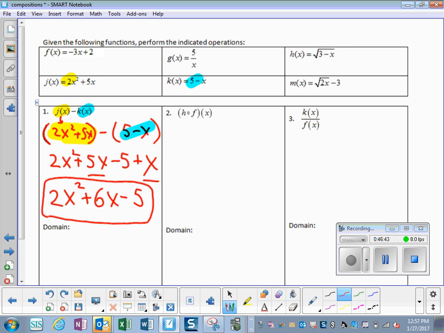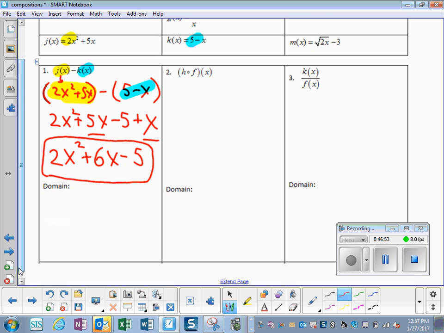What is the domain for this function? Kevin, what is the domain for this function? Regular polynomial. Are there any restrictions on the domain for polynomial?